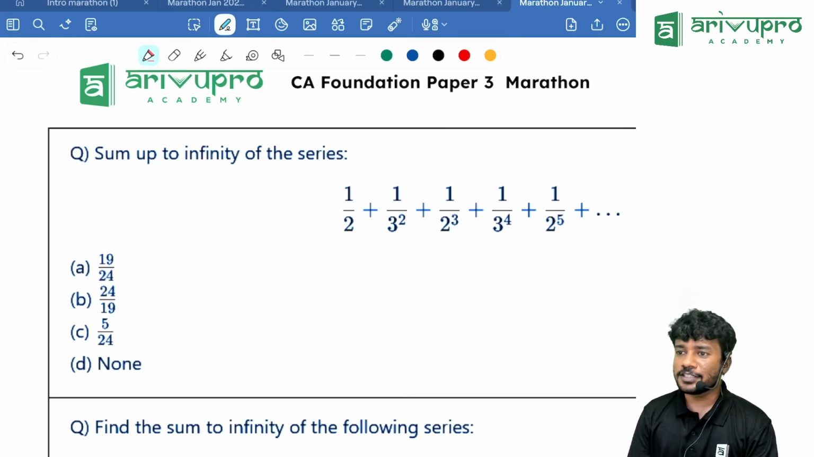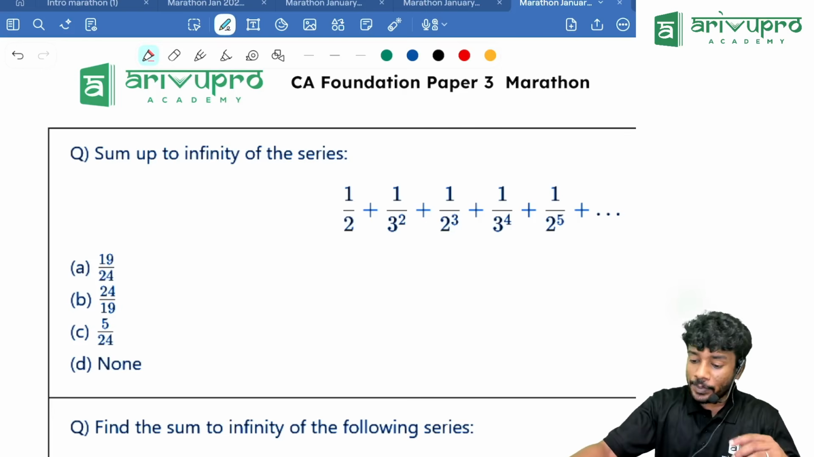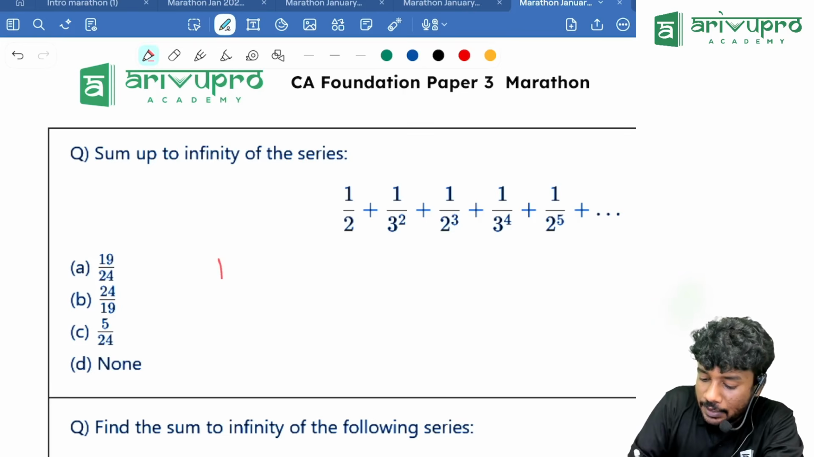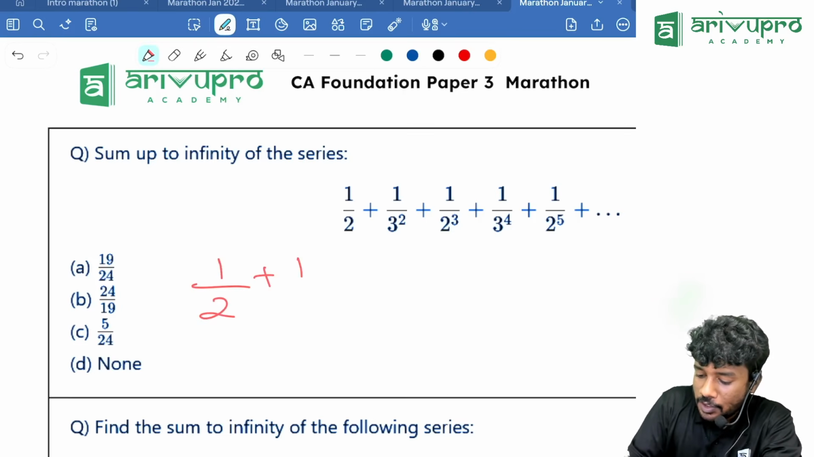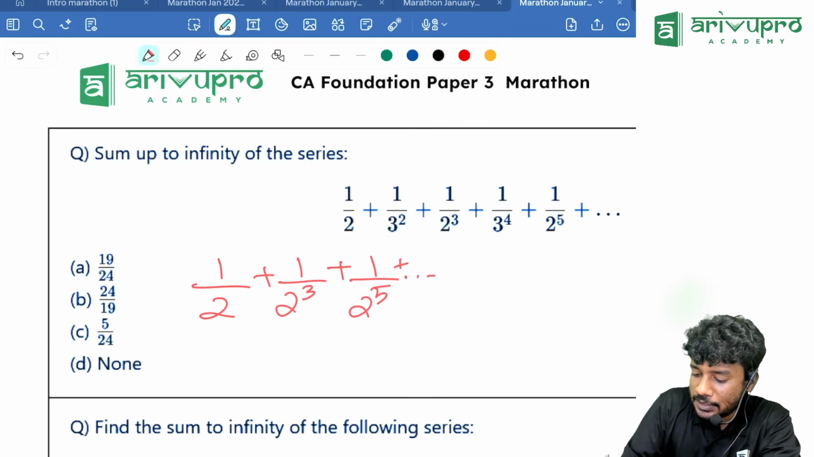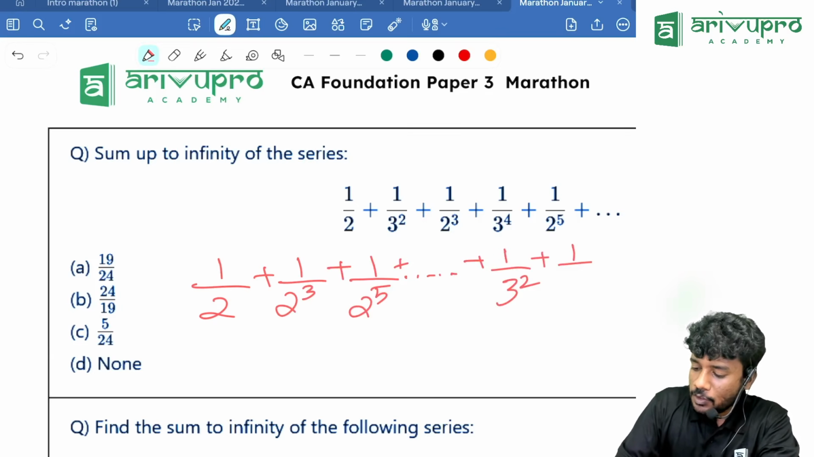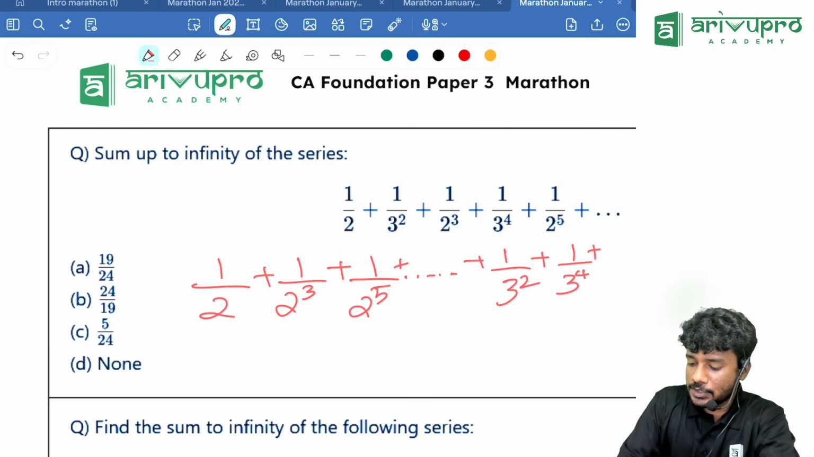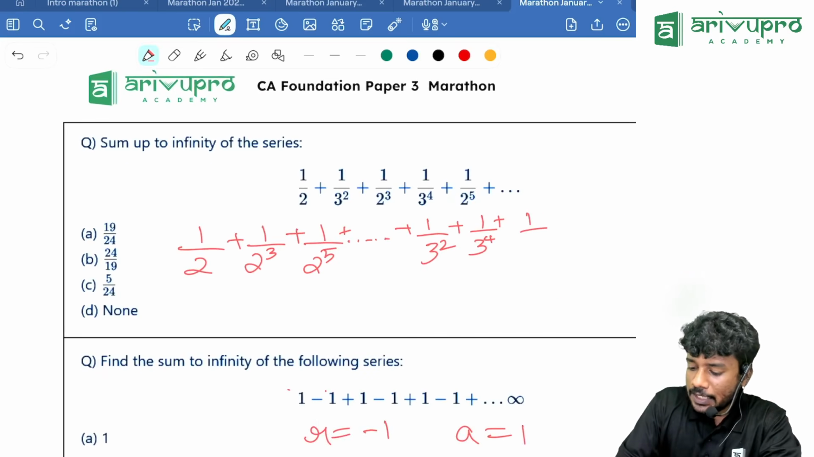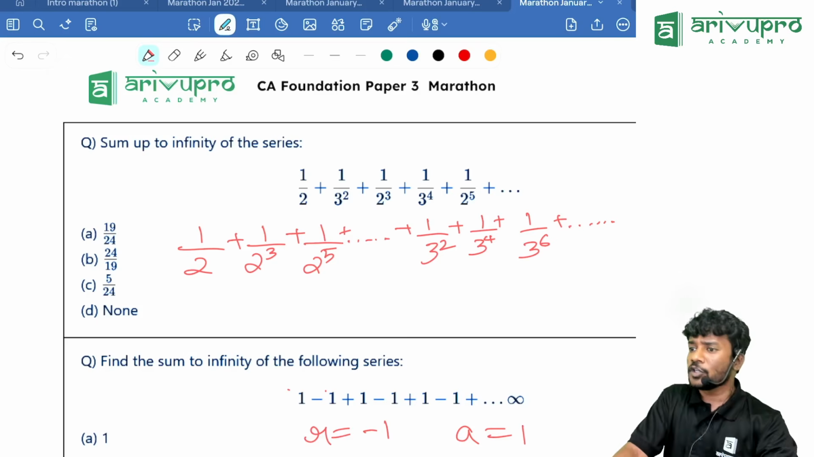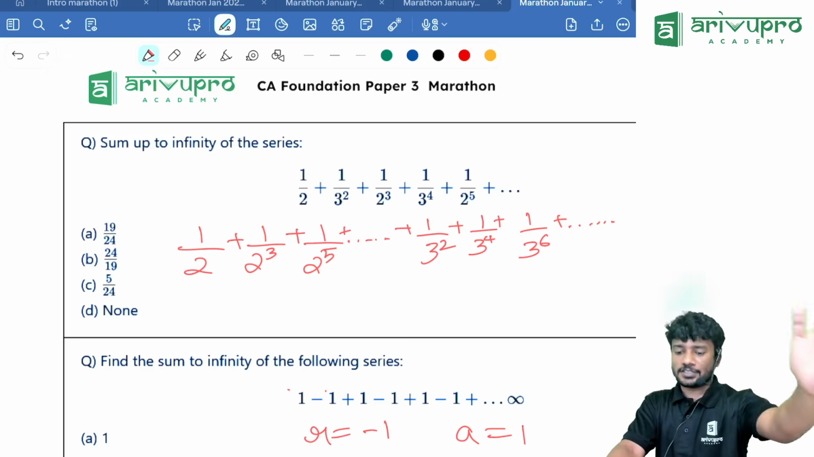Yeah, sir, it is not in GP. 1 by 2, then 1 by 3 square, then 1 by 2 cube, then 1 by 3 cube. So it is an infinite series, and I can write it separately: 1 by 2 plus 1 by 2 cube plus 1 by 2 raised to 5 plus etc., plus 1 by 3 square plus 1 by 3 raised to 4 plus 1 by 3 raised to 6 plus etc. I can write it like that, right? So there are two infinite series.